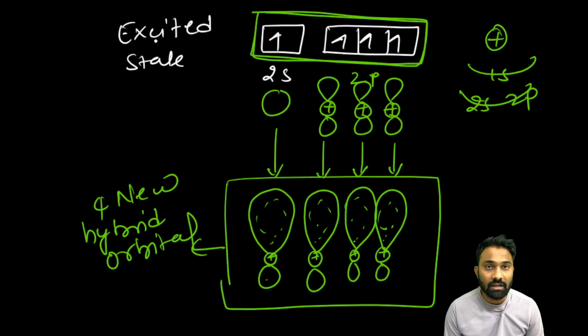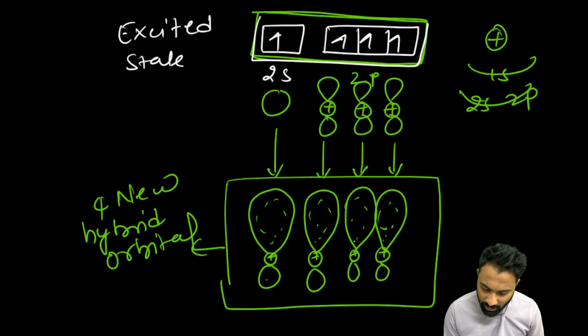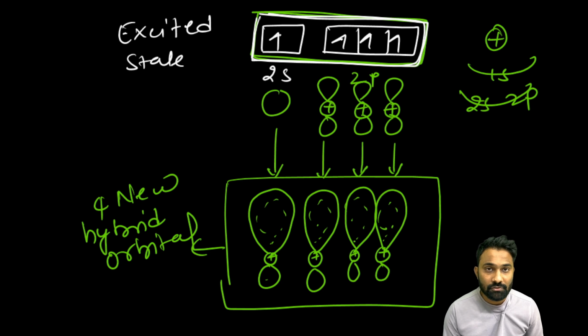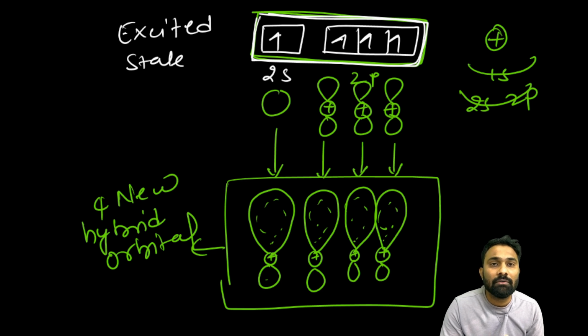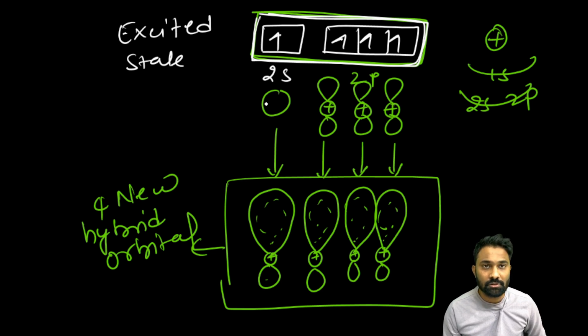When the carbon has been excited, then for bond formation all the orbitals' energy should be the same. So that's the reason we intermixed these 4 orbitals. Which ones? 1s and 3p orbitals. When they intermix, they give a new type of hybridized orbital, right?